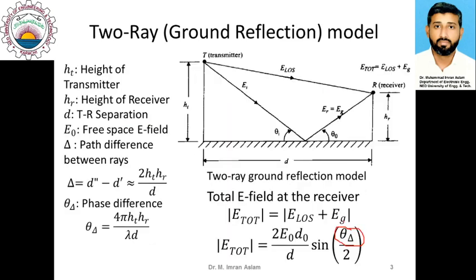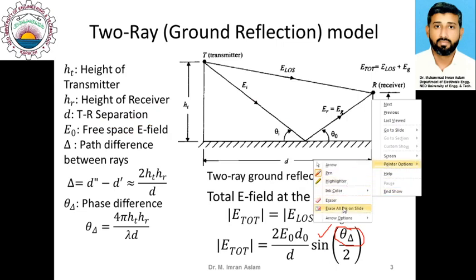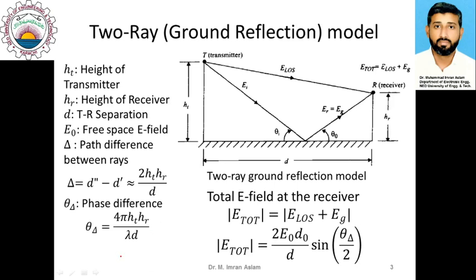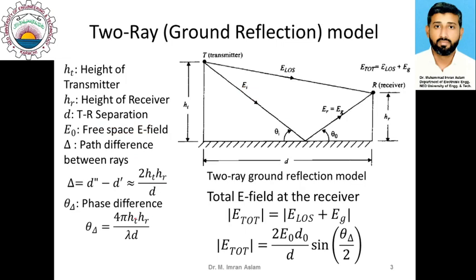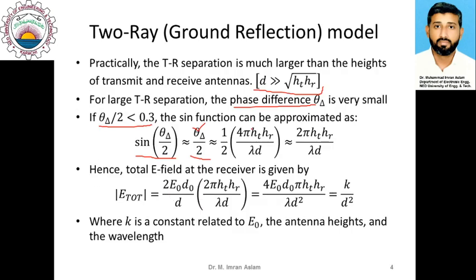In that case, the sine function which we have represented in the previous expression can be approximated further, because we know that when the angle is small, sine x is approximately equal to x. So sine x would be the same as x for small values of angle. If theta delta by 2 is much smaller than 0.3, we can approximate sine of theta delta by 2 to be equal to theta delta by 2. So the sine of the angle becomes approximately equal to the angle itself. We have already calculated theta delta, which is 4 pi ht hr upon lambda d. If we substitute that value, we can approximate sine of theta delta by 2 to be 2 pi ht hr upon lambda d.